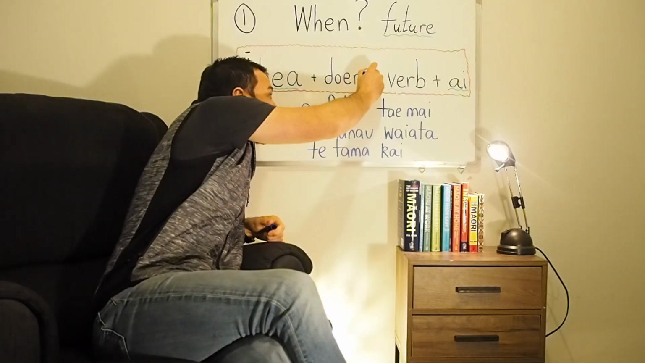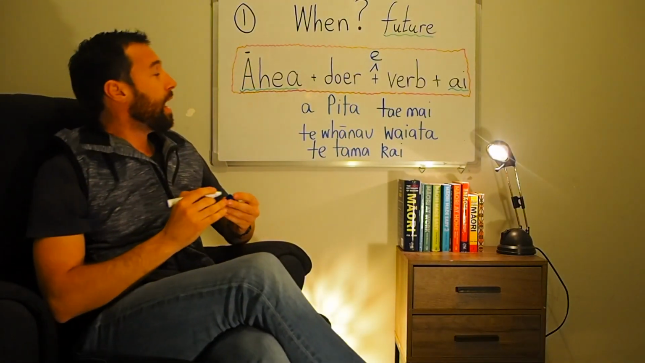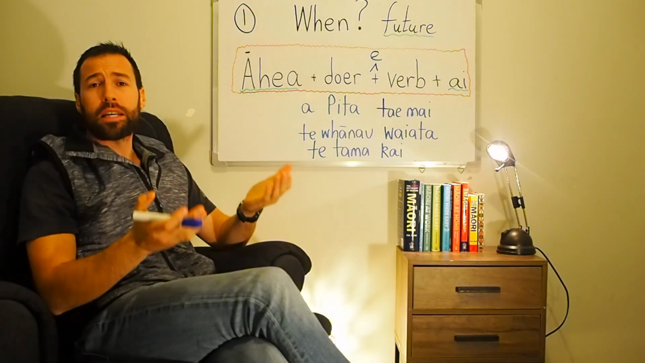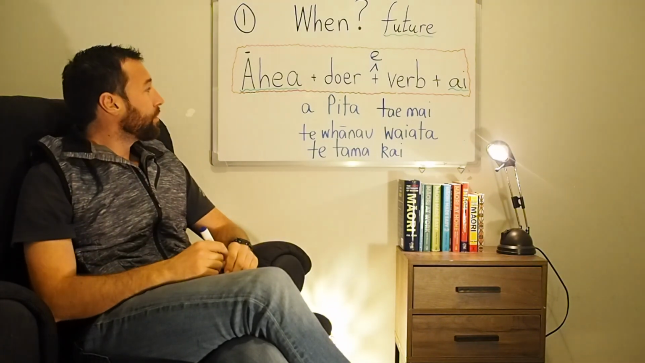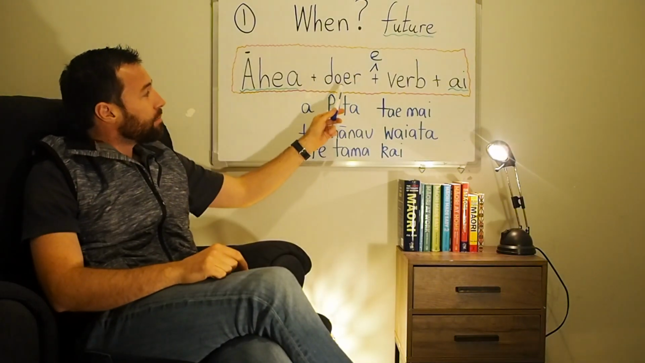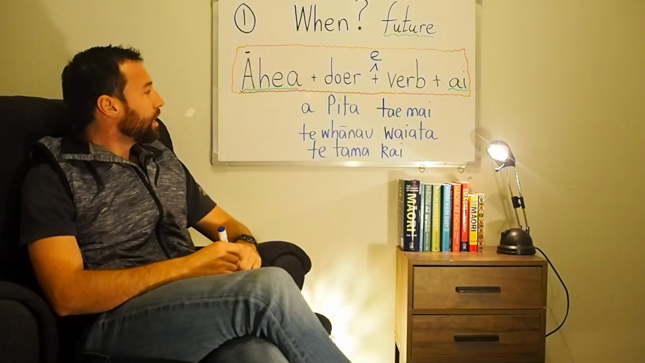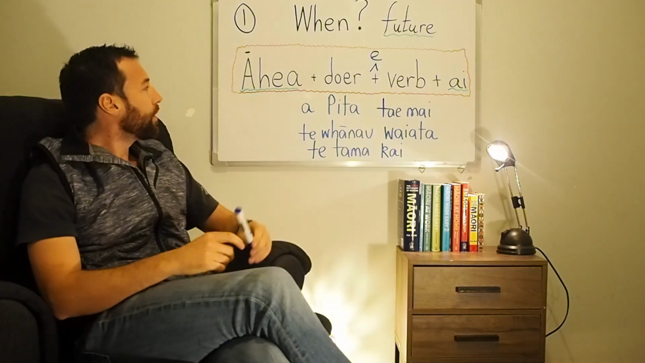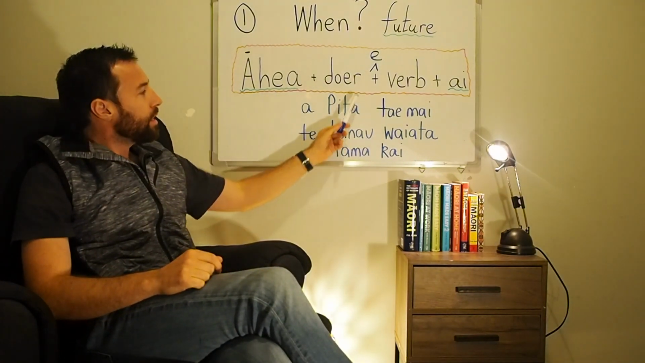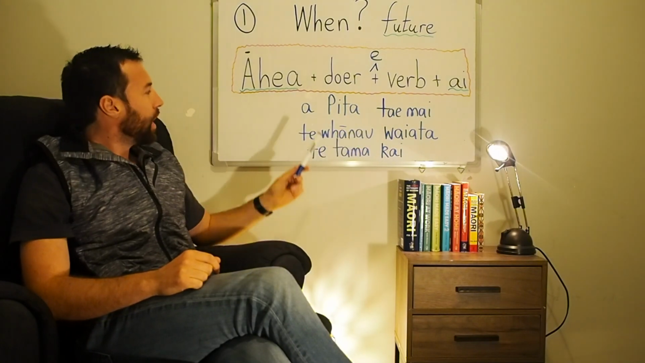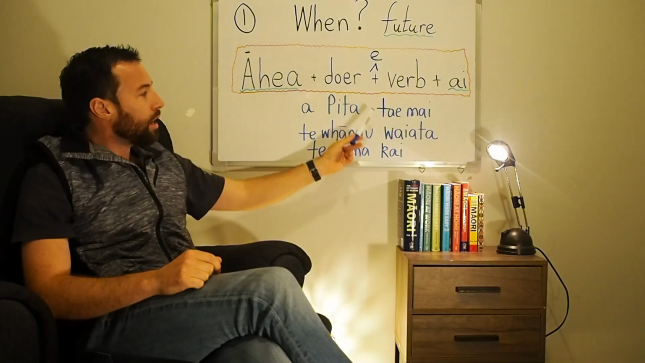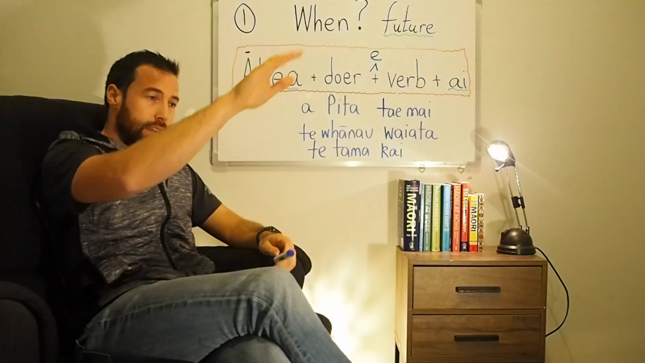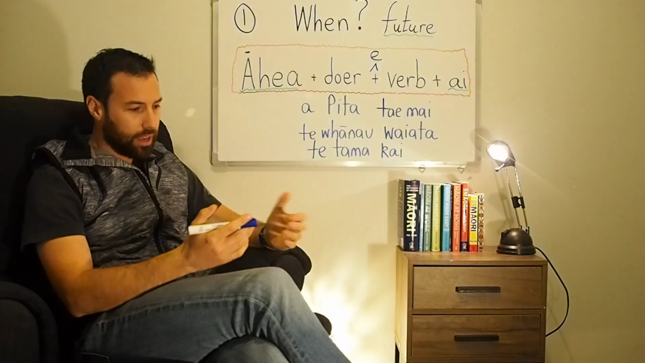Now, you can also chuck an e in there, and I only mention this because it's quite common as well. E rua, e rua. It means exactly the same. It doesn't change except there's an e between the doer and the verb. Let's use our Peter example. When will Peter arrive? Are here Peter e taimai ai. Are here te whānau e waiata ai. And e might be quite helpful as well because as we know, e is future tense as well.